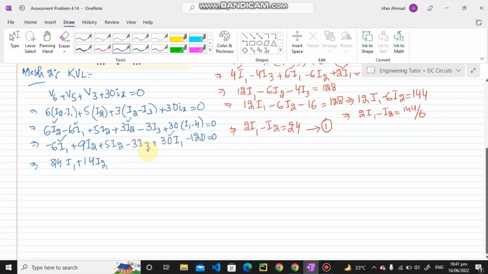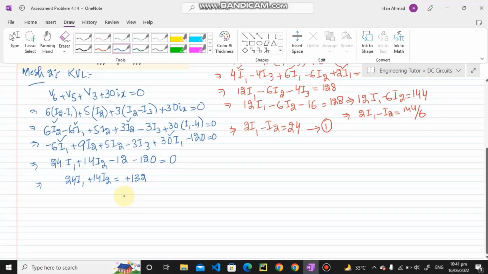What is the value of I3? That is 4. So minus 4 multiplied by 3 will be minus 12, minus 120, and that is equal to 0. So let me simplify them again. I will get 24 I1 plus 14 I2 equal to plus 132. Okay, so that is the equation here.